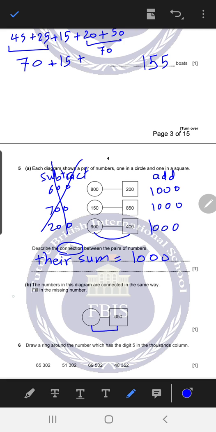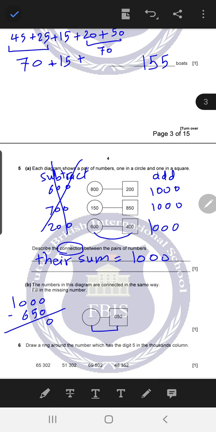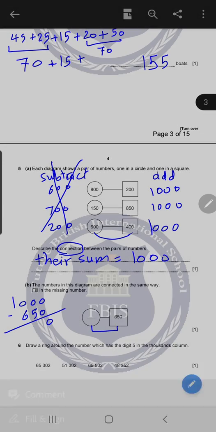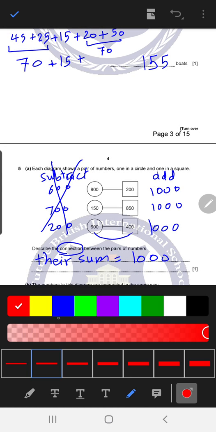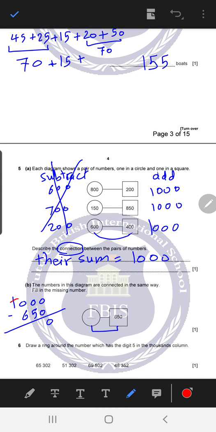To find the missing number in the circle, we subtract 1000 minus 650. 0 minus 0, 0. This one will be 0, 9, and 10. 10 minus 5 is 5, 9 minus 6 is 3. So the number here is 350.